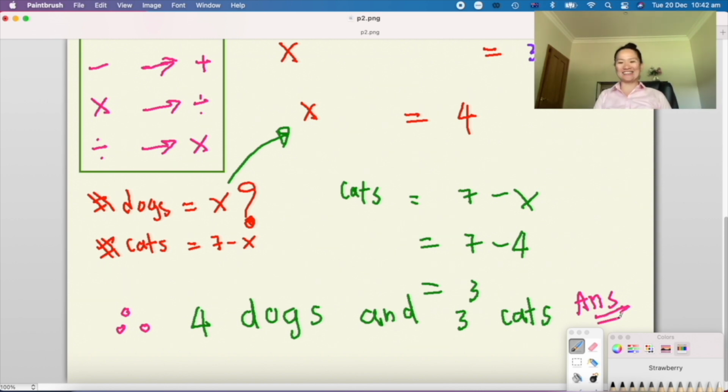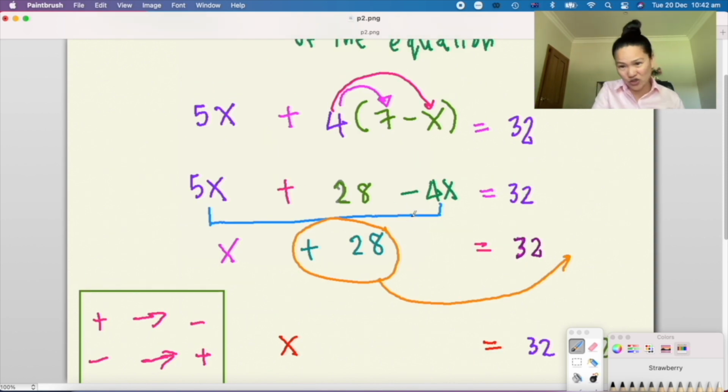Okay guys, let me tell you something. Which one do you prefer between the first method or the second method? Elimination or move to another side? For me, I prefer move to another side of the equation because it's quicker.